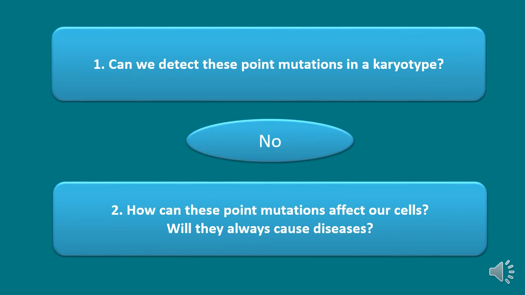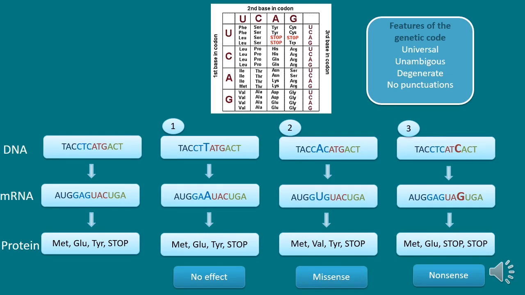Okay, let's take some examples and try to find the answers to this question. Imagine that this is a sequence of bases in a gene coding for a protein, actually a very small peptide. When this gene is expressed, first it will be transcribed into a mRNA molecule, and then it will be translated into a protein.